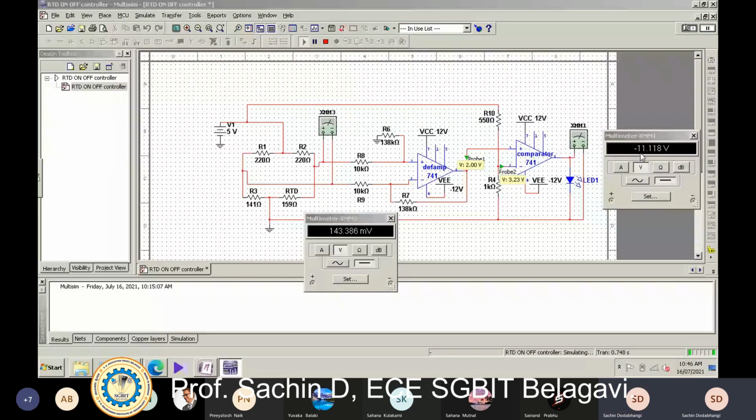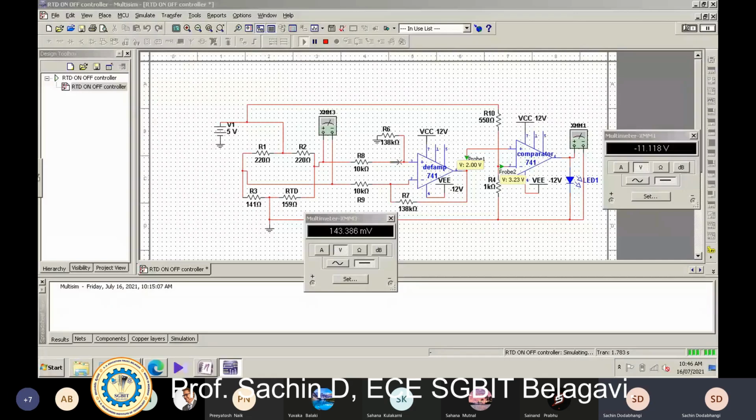Getting it? You can see the voltage also. Output of differential amplifier. What is the output of differential amplifier? Can anyone tell me? At 80 degrees centigrade, the RTD resistance is 159 ohm. You can see 159 ohm resistance. So at 80 degrees centigrade, our design was to convert to 2 volt. So we are receiving 2 volt here. Output of differential amplifier, you can see 2 volt.